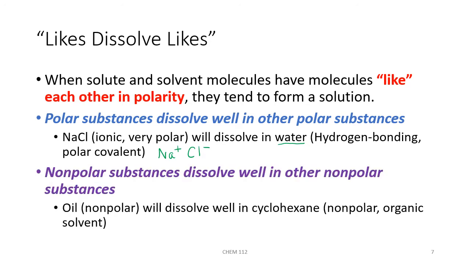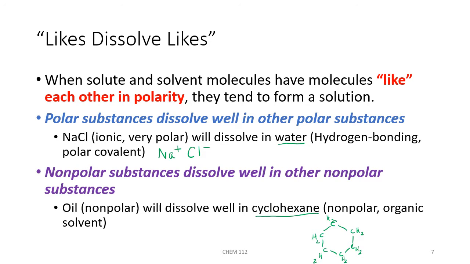Nonpolar substances will dissolve well in other nonpolar substances. Oil is a nonpolar substance made up of carbon and hydrogen bonds, and it would not dissolve well in water, but it would dissolve well in another organic solvent, such as something like cyclohexane. Cyclohexane is a six-membered ring composed entirely of carbon and hydrogen. Since it's made up entirely of carbon and hydrogen, it is overall a nonpolar compound, and the oil made up of all carbon and hydrogen will dissolve well in a solvent like this.